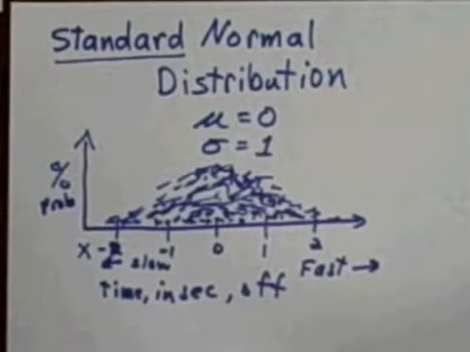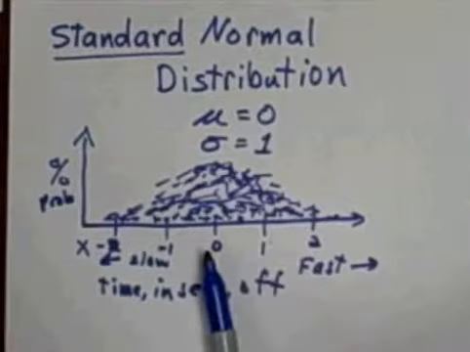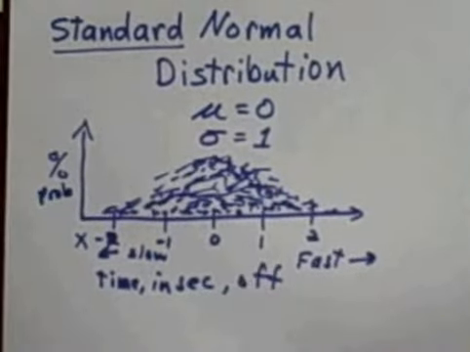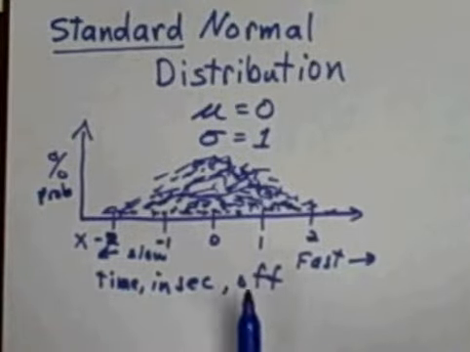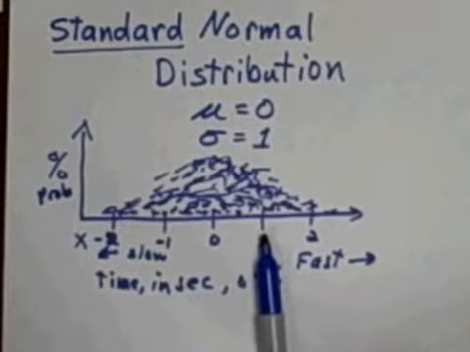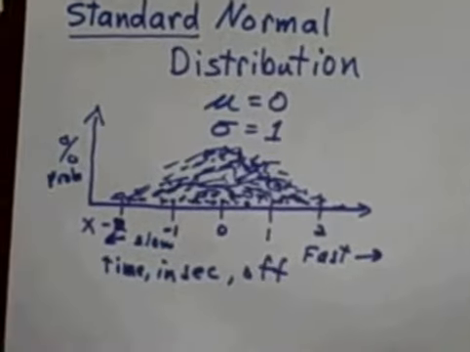So what can we do? We can only calculate probabilities of ranges of values. I can't say what's the probability that a clock is exactly 1 second fast, but I can ask the question, what's the probability that a clock is between 1 second and 2 seconds fast? I can ask that question. I can only find the probability of ranges of values. All right.